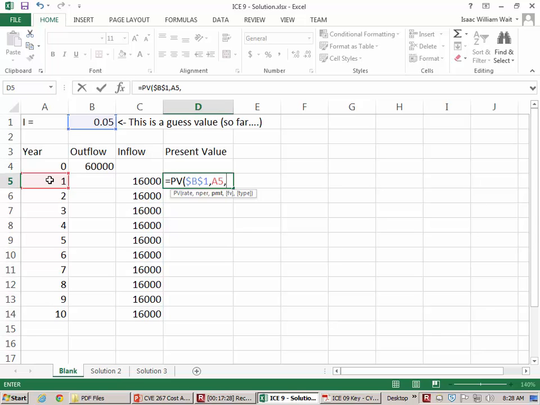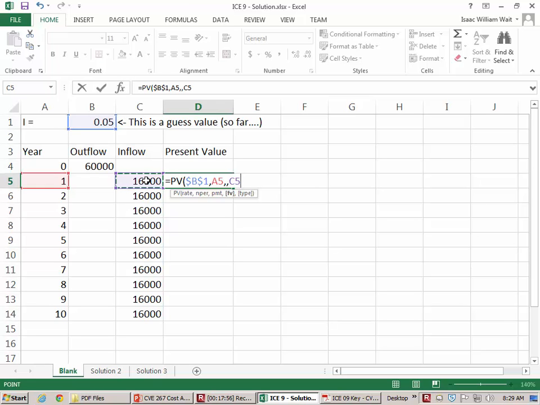Where it says FV and type, those are in brackets, which means it's optional. So you can switch between finding the present value based on an annual payment or the present value based on a one-time future value. And we're actually treating this like it's a one-time future value. So just put in another comma, and now it's highlighting the FV. And for the future value, I'm going to click there.